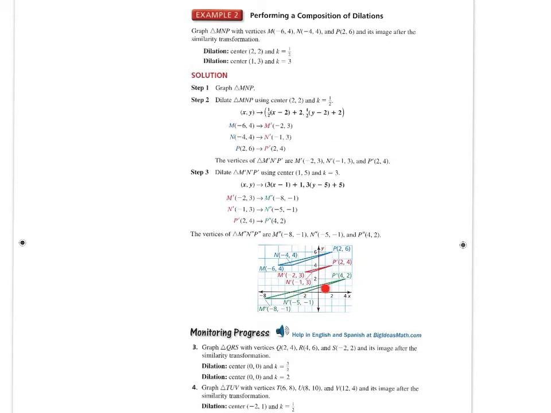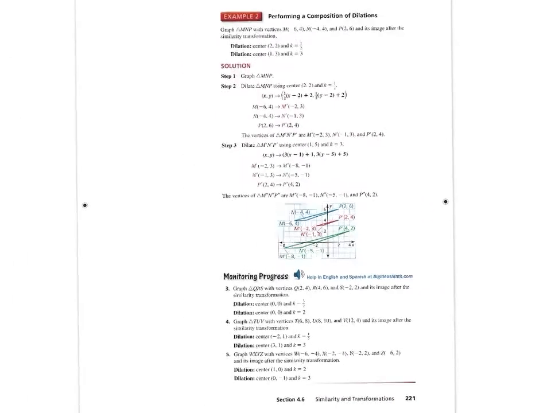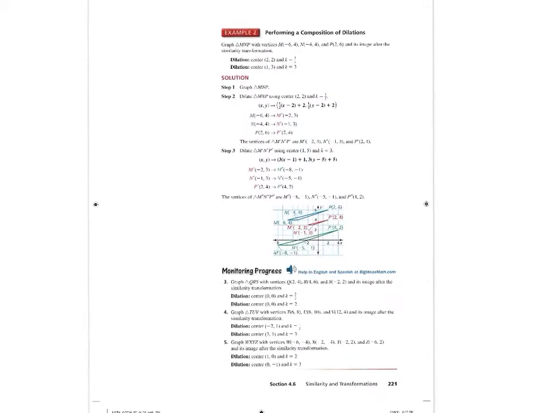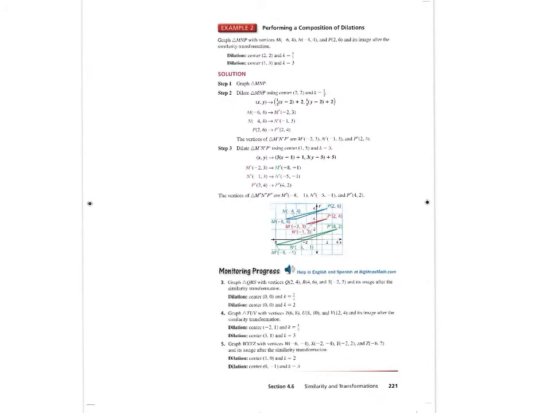So make sure you capture all of these ideas in your journal and make sure you understand how to do each of these examples. And then you have your monitoring progress examples at the bottom with numbers 3, 4, and 5. Number 3 will be an easier one to try because the center is at 0, 0. When you have a dilation at the center 0, 0, they are definitely easier than when the dilation center is not at the origin. So definitely try all of these. Number 3 is easier than numbers 4 and 5.